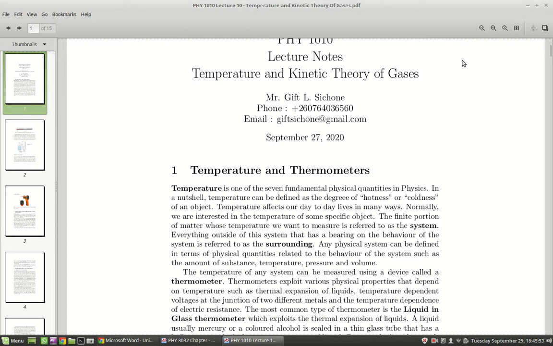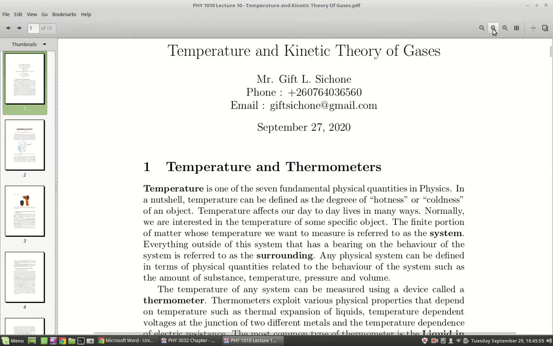Okay, so as you are aware from the beginning, temperature is one of the 7 SI base quantities. So it is quite very important in physics. And how do we define temperature? So basically, temperature in a nutshell, or in layman's terms, temperature is the degree of hotness or coldness.